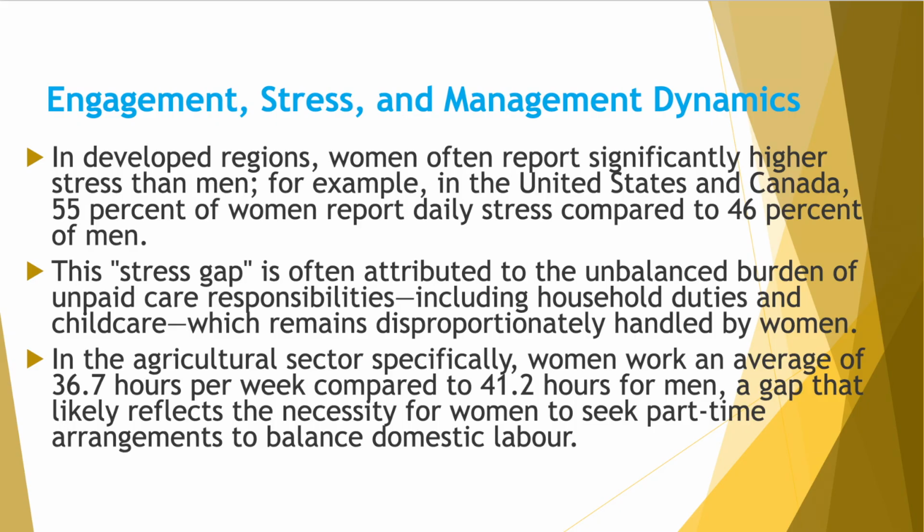And in the agricultural sector specifically, women work an average of 36.7 hours per week compared to 41.2 hours for men, a gap that likely reflects the necessity for women to seek part-time arrangements to balance domestic labor.